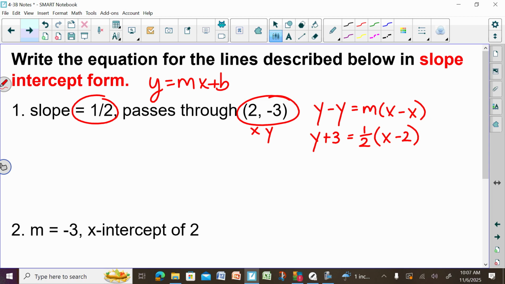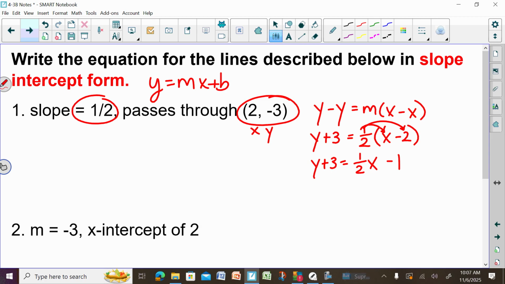Can't leave it like this. They want us now to put it into slope-intercept form. So they gave us clues about a line. This line has a slope of 1/2 and passes through 2, -3, and they want us to create the slope-intercept form. So I'm going to go ahead and distribute that 1/2 through. I get 1/2 x. When I multiply the 1/2 times the -2, that leaves me with a -1. Sometimes you'll get a fraction, sometimes you'll get a whole number.